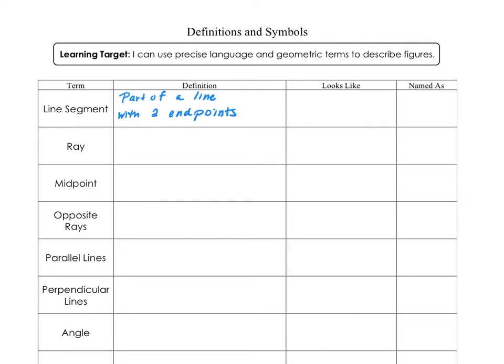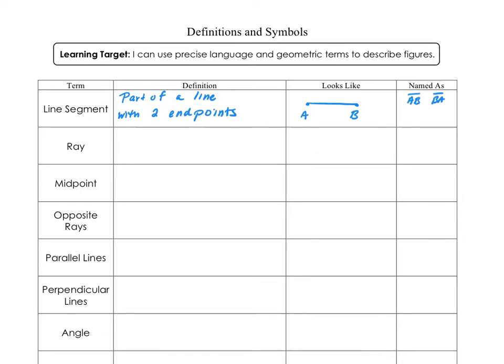What a line segment looks like is exactly that. Just draw a line segment. Don't put arrows on the ends in this case, but 2 points. And those are our endpoints. When you name it, you use those 2 endpoints in either order, and you draw a miniature line segment above it. It could be either one of those names. You don't have to use both.